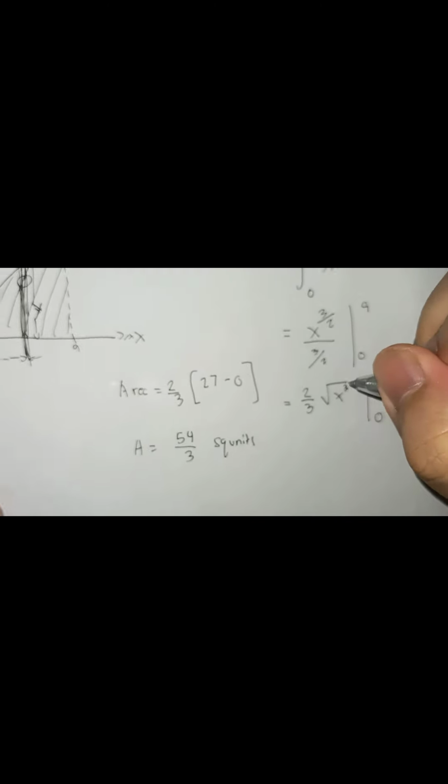Right after that, we simplify it, inverse: 2/3, and then this 3/2 can be placed as the square root of x cubed with limit of 0 to 9, and then we just try to solve for the area.